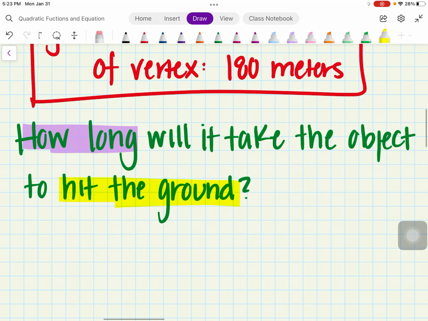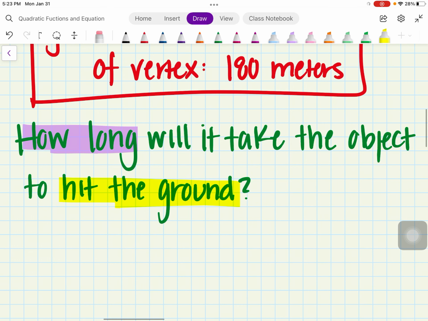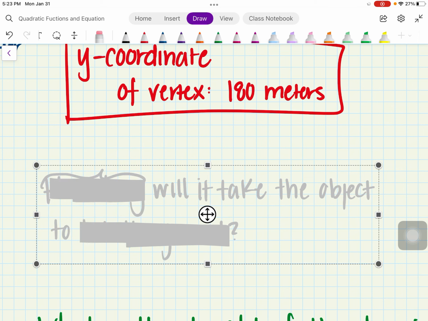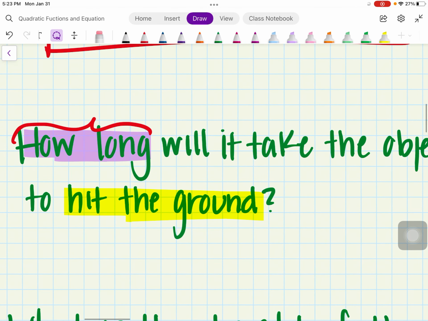Now, in this case, guys, whenever we're talking about how long, it's actually talking about time. So the only time we're given in this problem here is seconds. Seconds. And in this case, guys, seconds is represented by X here. So seconds is represented by X.